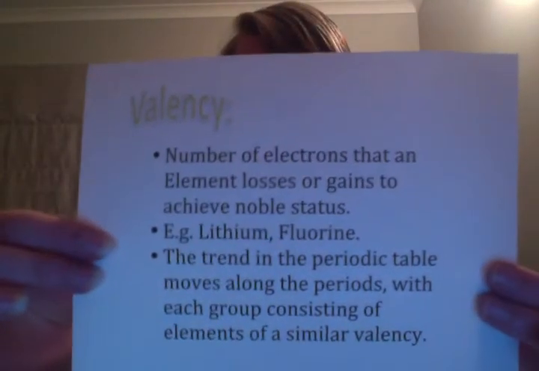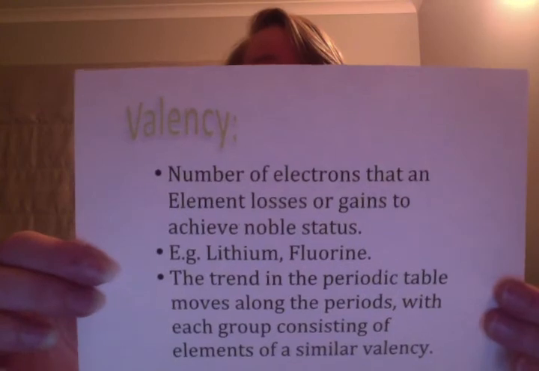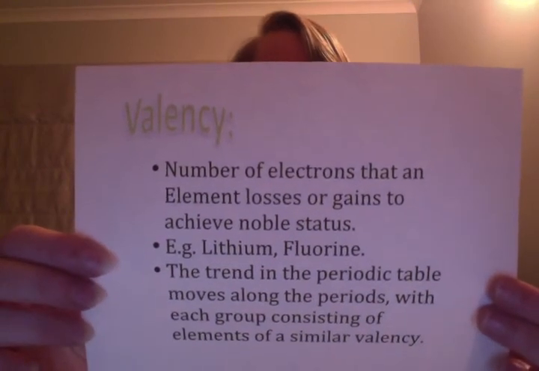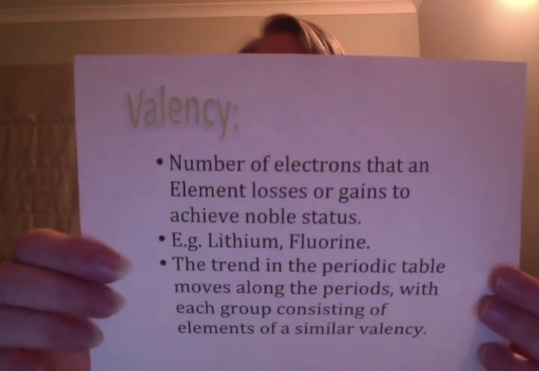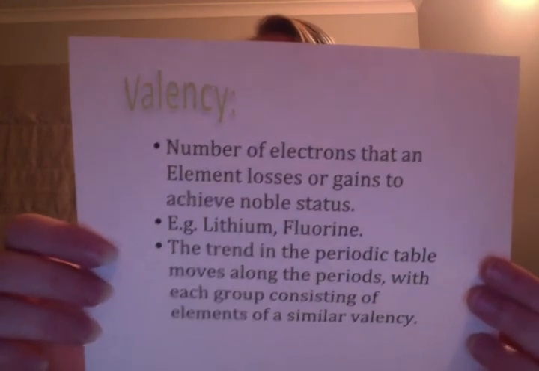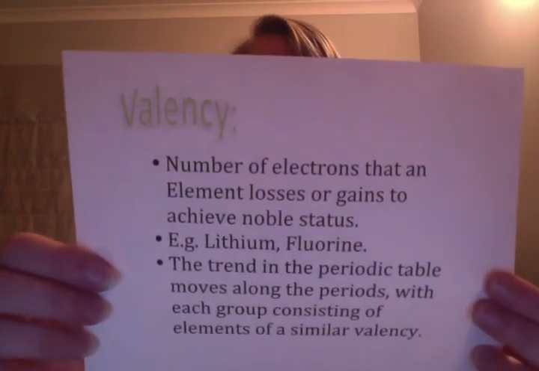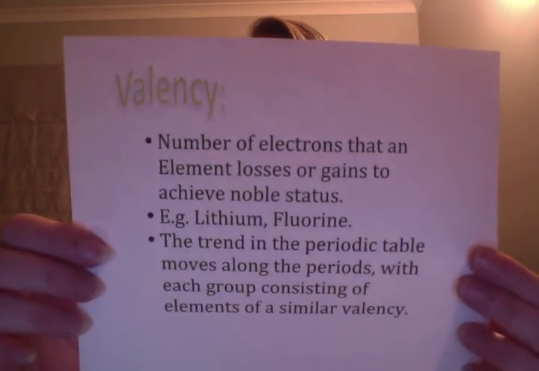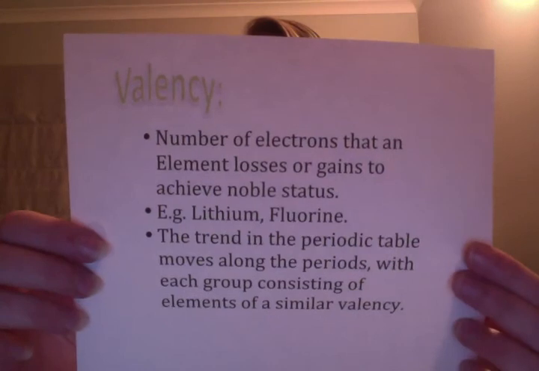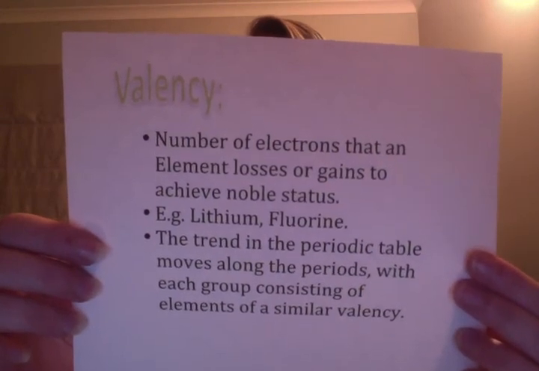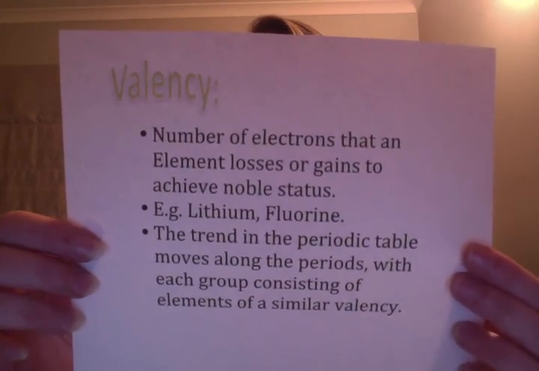Anyway, on recap, which is here, the recap sheet. So, valency refers to the number of electrons that an element loses or gains to achieve noble status. For example, lithium or fluorine. The trend in the periodic table moves along the periods, with each group consisting of elements of a similar valency.